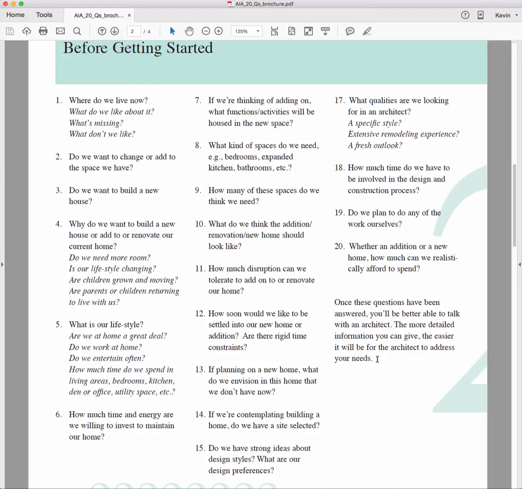What qualities are we looking for in an architect? A specific style, extensive remodeling experience, a fresh outlook? Well, the interesting thing here is that you, as the budding systems analyst, have to think about what parts of your experience qualify you to do this.